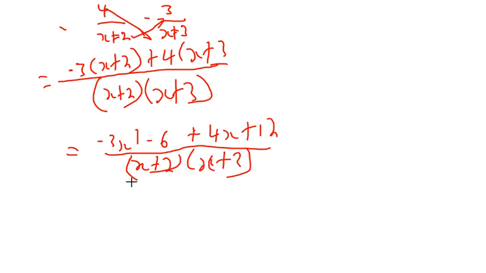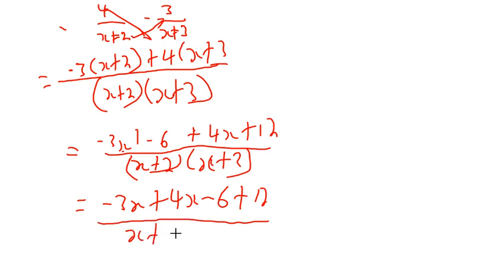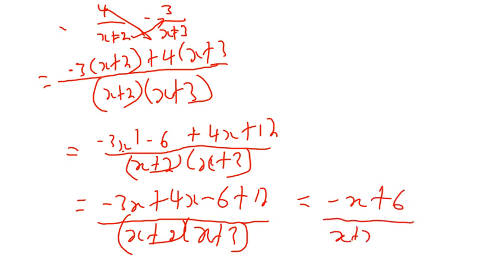Now we rearrange, grouping like terms together. So this is minus 3x plus 4x minus 6 plus 12 over x plus 2 brackets x plus 3. Which simplifies to x plus 6 over x plus 2 brackets x plus 3. So normally when it comes in exams, it will be 4 marks, 3 marks. So it's good to master that. It's good to practice as many as possible. Let's look at something different.